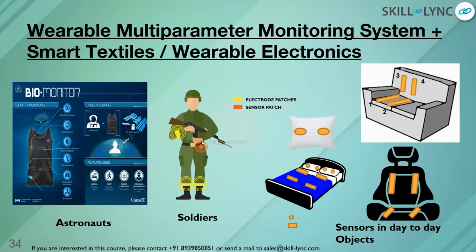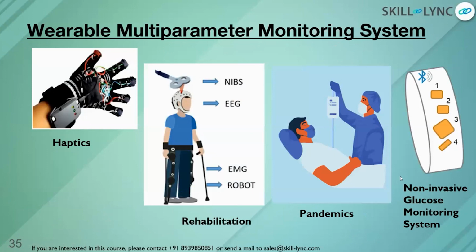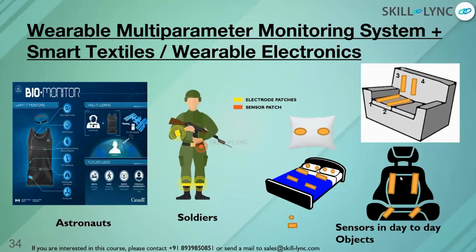If a patient is chronic, or if an elderly person or mentally challenged persons are there, you can come up with sensors instrumented in all the day-to-day objects they are using. Let it be a pillow. If a person has insomnia, in order to check their breathing rate, a breath sensor can be kept in the pillow. In the bed, there can be some kind of sensors kept. In the sofas, in the car, ECG sensors can be monitored. So these are different applications, guys.